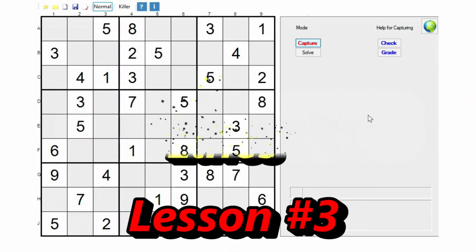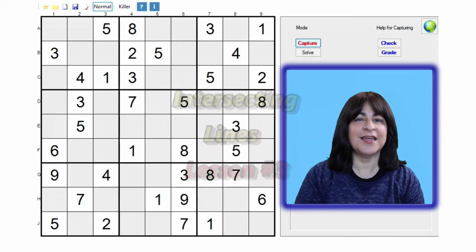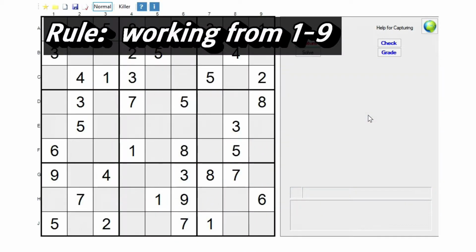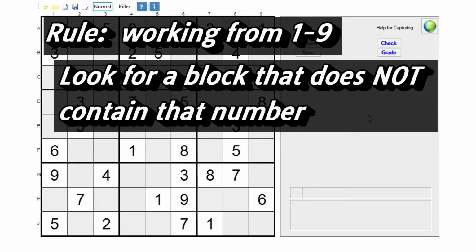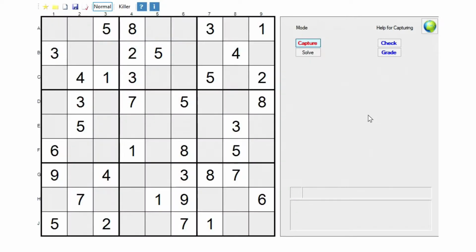Now back to lesson 3, intersecting lines. Here is the basic rule and then I'll demonstrate. Starting with the number 1 and working through to the number 9, look for a block that does not contain that number. Then look for rows and columns with that number that intersect into the block. To illustrate intersecting lines, let's have a look at this easy level puzzle.